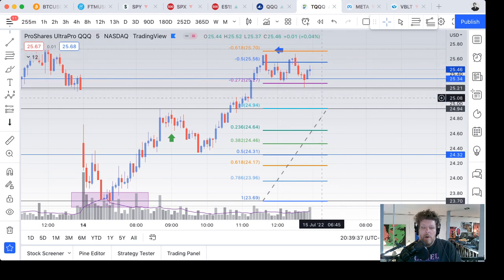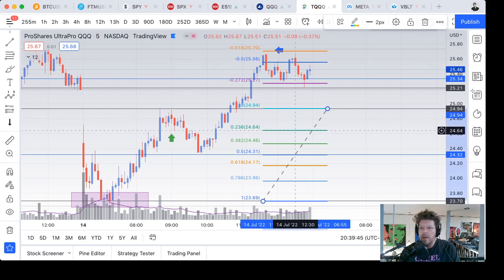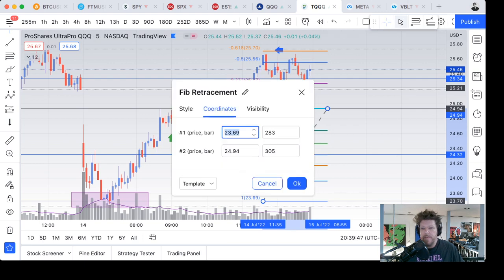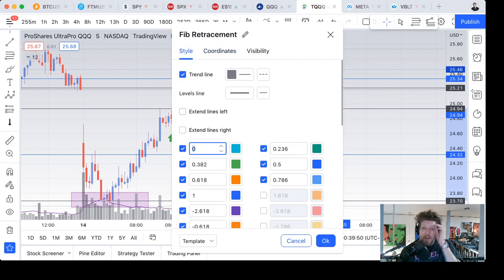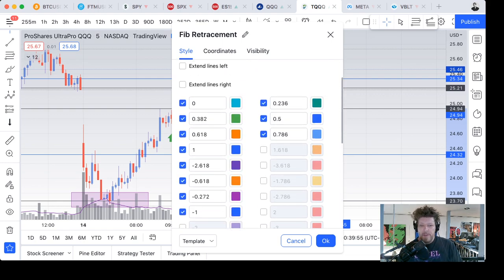So if we go over here, I'm just going to click on the actual retracement itself. Then this little settings menu pops up, and you go into style, and you can add or subtract all the different levels that you like to use. You can color code them. Some people like black, some people like gray, some people like red, and different people have different preferences. These are just the levels that I use most often and the ones that work for me. Feel free to add as many as you like.